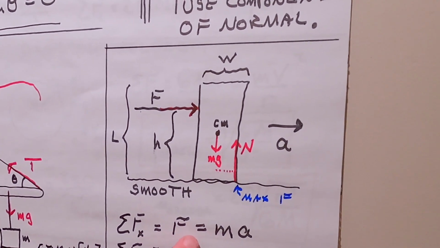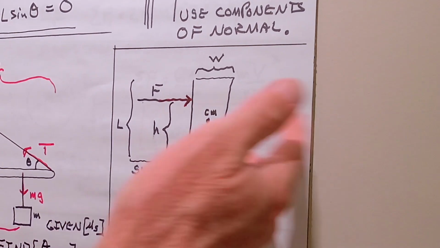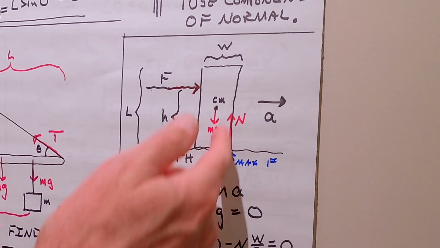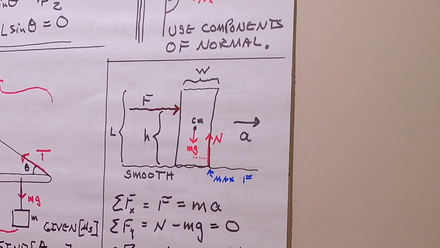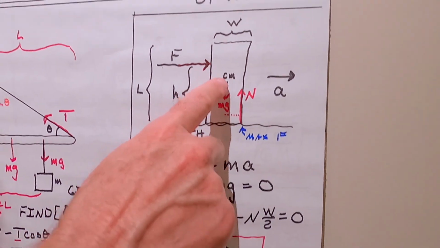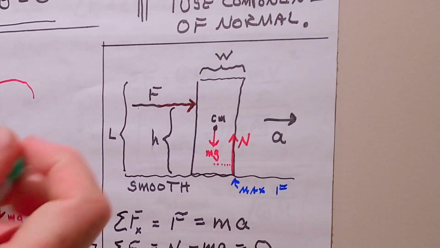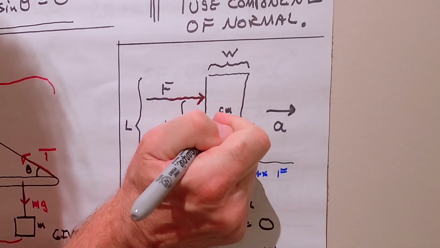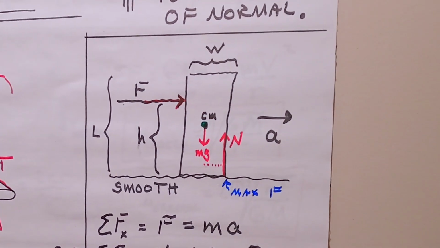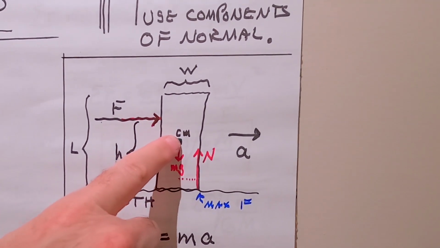Well, if we look at the sum of the forces in the x, you just got F, that's it. There's no friction, that equals ma. And then you have N minus mg equals 0 for the up and down right here. But if I tried to put friction, remember we have to find torques about that point. Remember, if you're accelerating, you have to pick the center of mass right there.